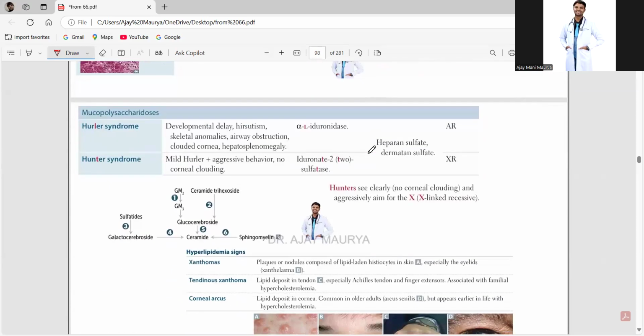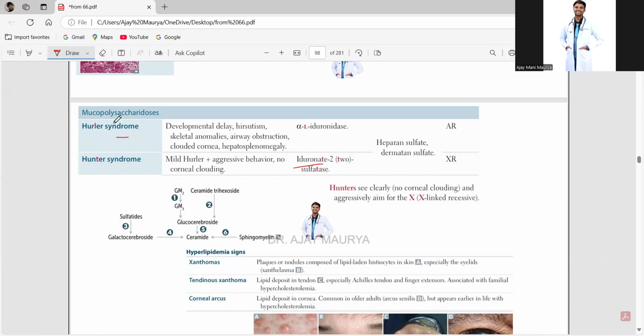Next one is the mucopolysaccharide disorders. We have Hurler syndrome and Hunter syndrome. See the Hunter, they are going to hunt. Hunter, what is the enzyme deficiency? Iduronate sulfatase, iduronate-2-sulfatase.